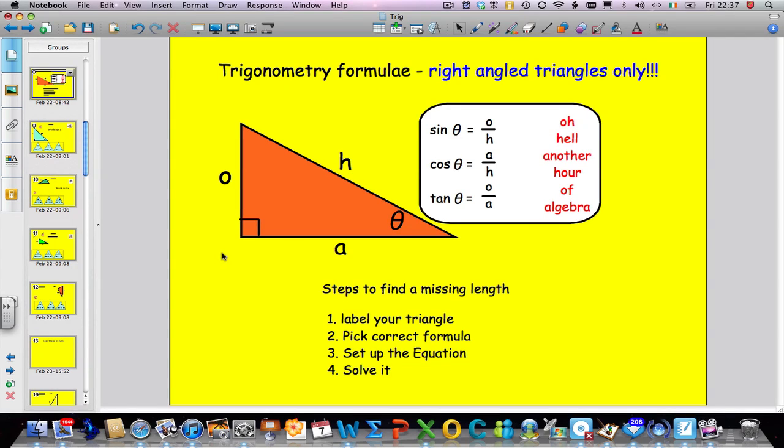Here's a quick video on what we did this week in trigonometry. If you didn't happen to get this down in the lesson, you can do now. Just pause the video and then copy it down. Basically, these are the steps to find the missing length. We're going to label the triangle, pick a formula, set up the equation, and then solve it. We're going to dive right in with a few examples based all on this page here.